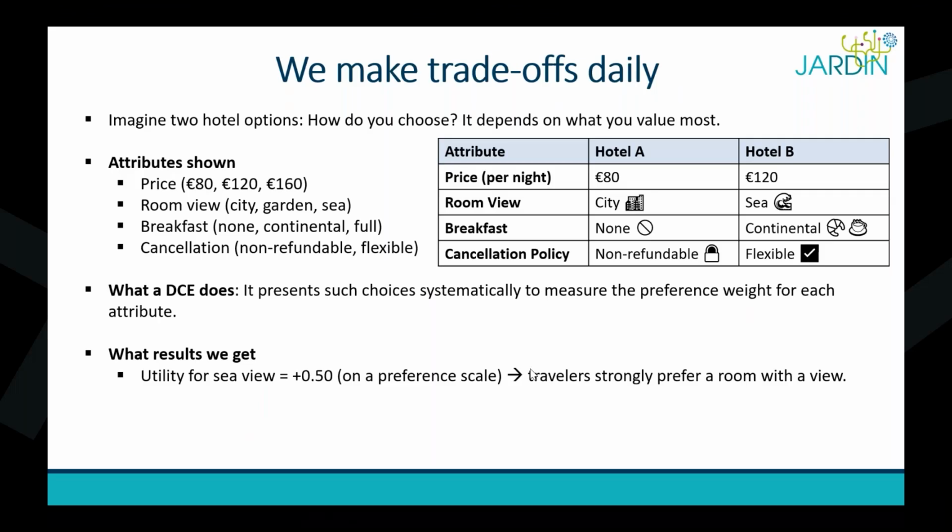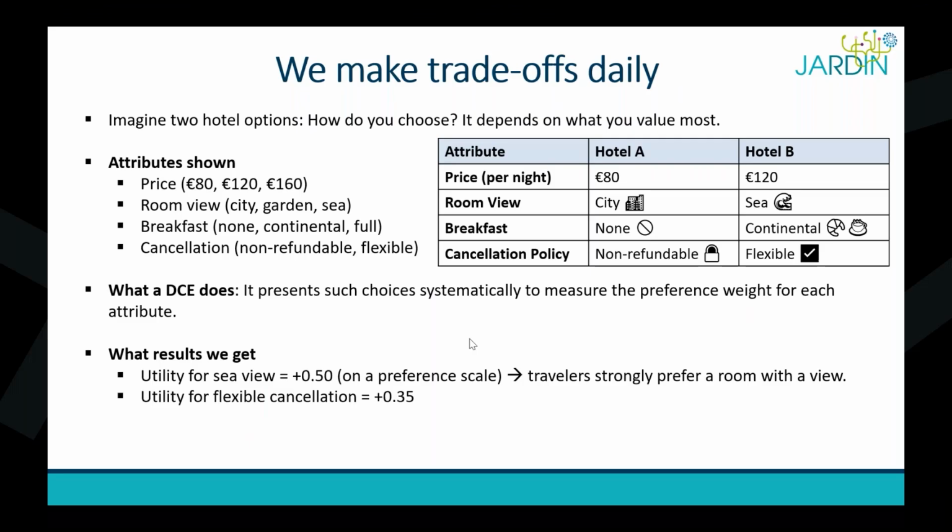Now, what type of results do we get? We get a number. We use some standard models on the observed data to estimate the weight that people attach to the different characteristics. For instance, you might get 0.5. This means on a preference scale, travelers strongly prefer a room with a sea view compared to no view. So that is a very simple interpretation for these types of results that we expect to get.